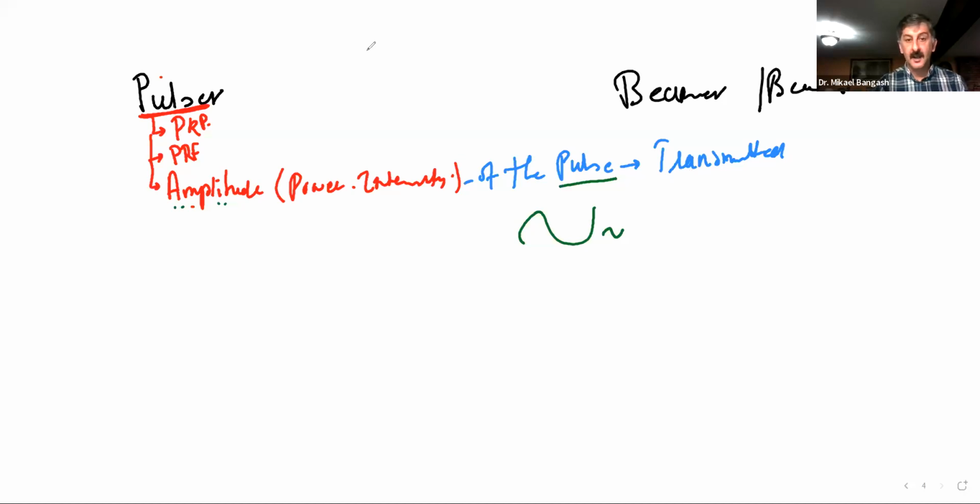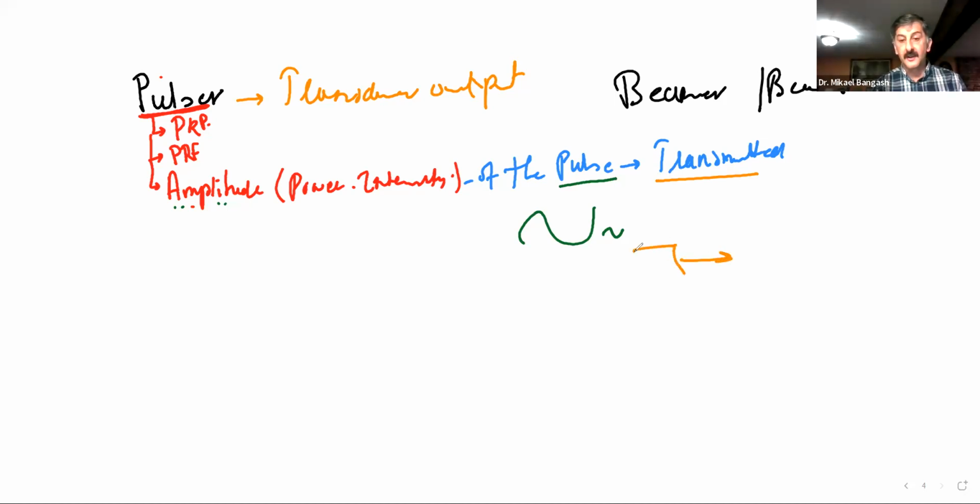So when we talk about the pulsar, that means it is related to what we can call the transducer's output. So the energy of the sound wave that is transmitted or sent out by the transducer, that intensity is going to be determined by the pulsar. Did that make sense?